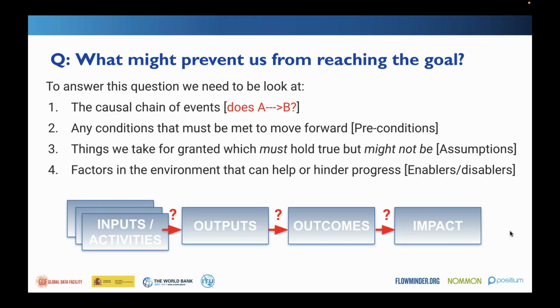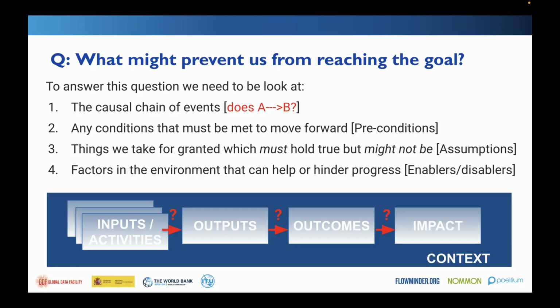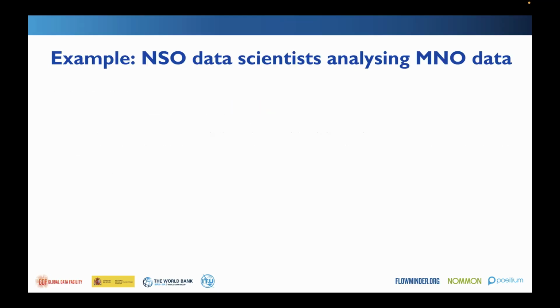You need to think about these at each stage of the value chain, from your inputs to outputs, your outputs to outcomes, and your outcomes to impact. All of these happen within a context, and it's important to consider how the context is going to impact the move from one level to the next. I'll give you an example.